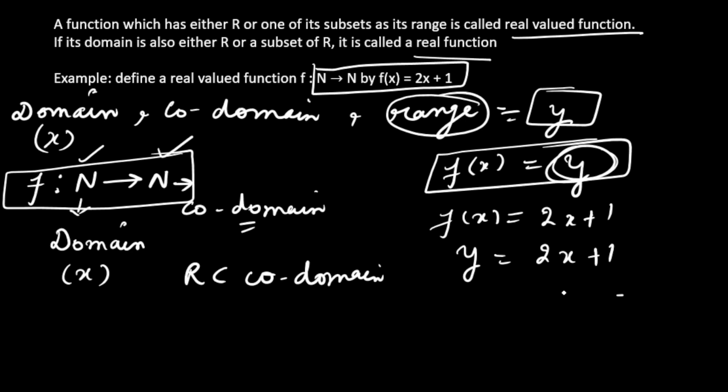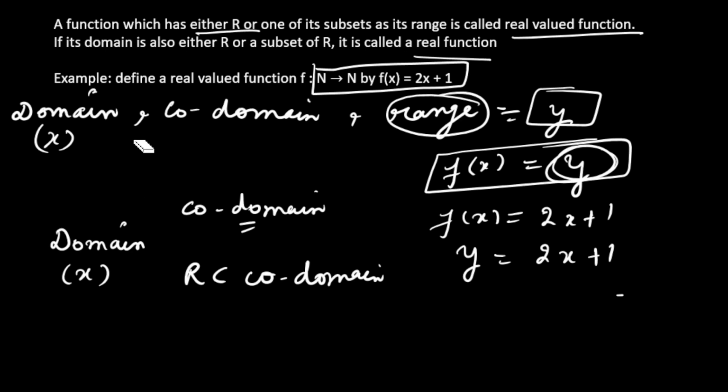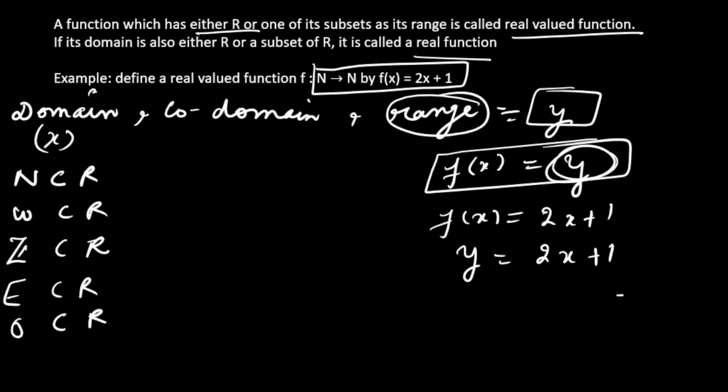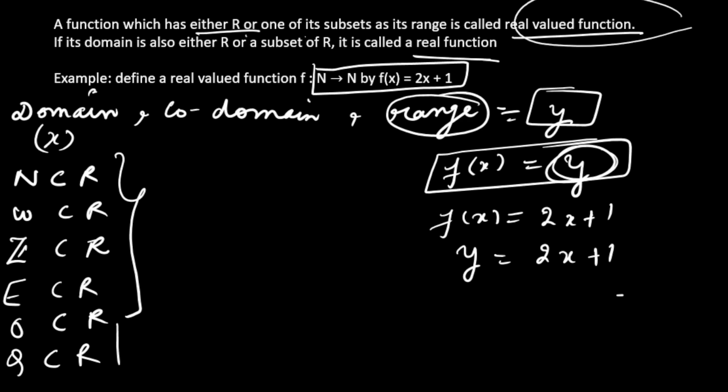Right. So here whatever values of x I am taking, if the values of x are either from R, means the set of real numbers, or of any of its subsets. See, when we are seeing the subsets of real numbers: natural numbers, whole numbers, the set of integers, even integers, odd integers, rational numbers are all subsets of real numbers. So all these are the subsets of real numbers only. So what is mentioned here, if a function's domain is either R or any of its subsets, then it is called real function, or if its range is either R or its subset, then it's called the real valued function.